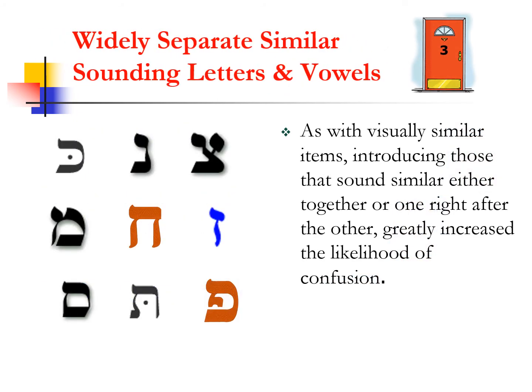Again, the team found that you should widely separate the similar sounding letters and vowels. As is true with the visually similar items, introducing the similarly sounding items together or one right after the other actually increased the likelihood of confusion.